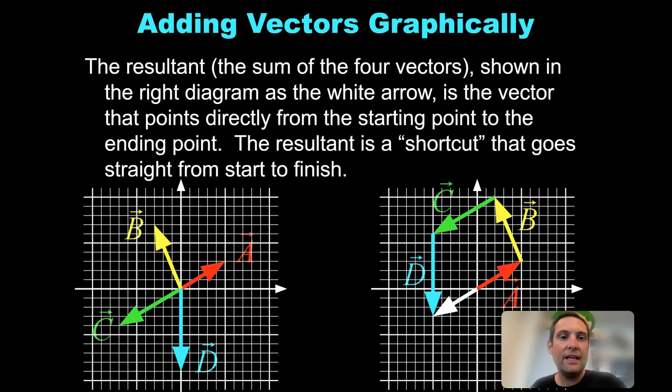The resultant is the sum of the four arrows you can see on the right as the white arrow. This is a vector that points directly from the starting point to the ending point. The resultant is the shortcut that goes from start to finish.